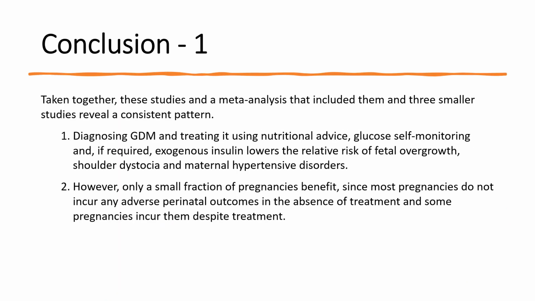Taken together, these studies and the meta-analysis that included them and three smaller studies reveal a consistent pattern. 1. Diagnosing GDM and treating it using nutritional advice, glucose self-monitoring, and if required, exogenous insulin lowers the relative risk of fetal overgrowth, shoulder dystocia, and maternal hypertensive disorders. 2. However, only a small fraction of pregnancies benefit, since most pregnancies do not incur any adverse perinatal outcomes in the absence of treatment, and some pregnancies incur them despite treatment.